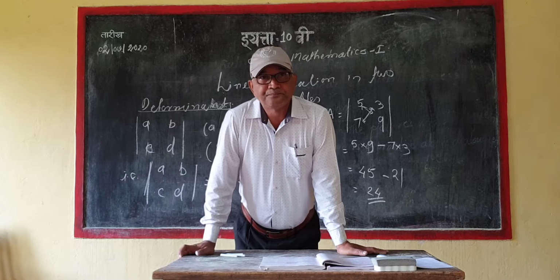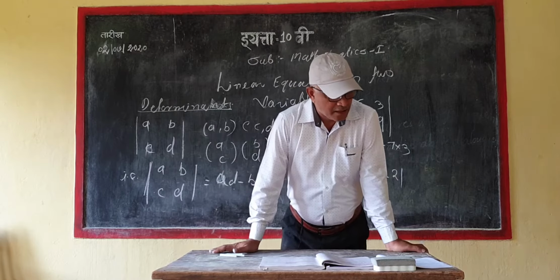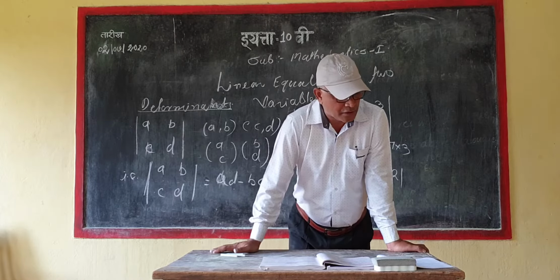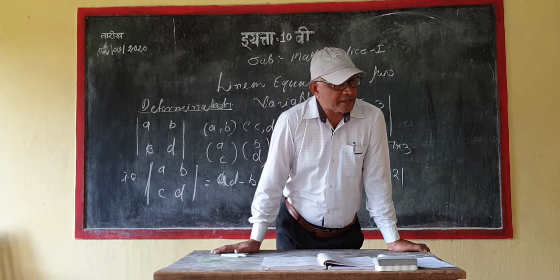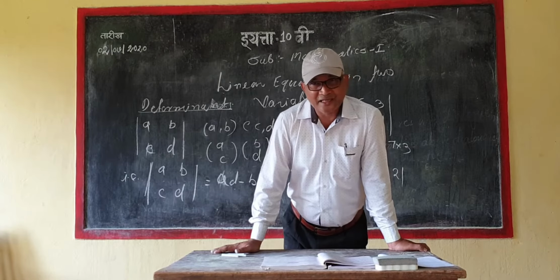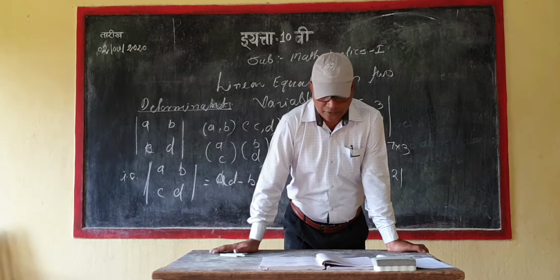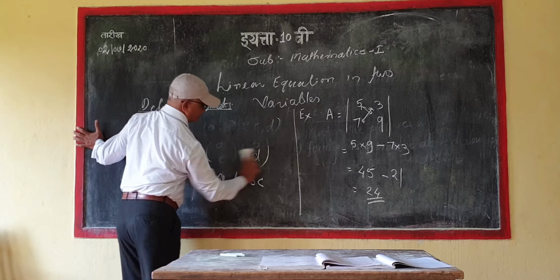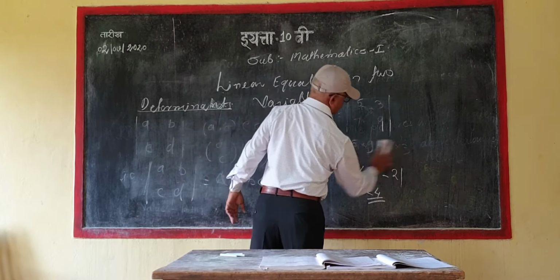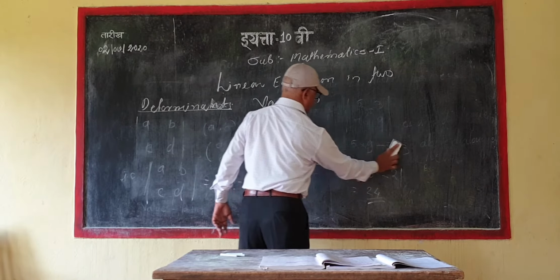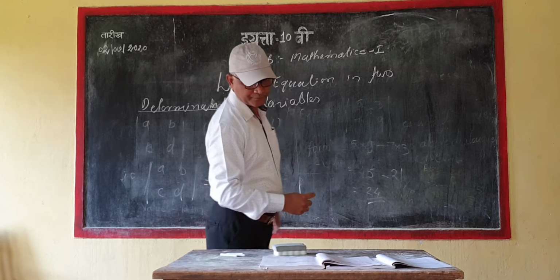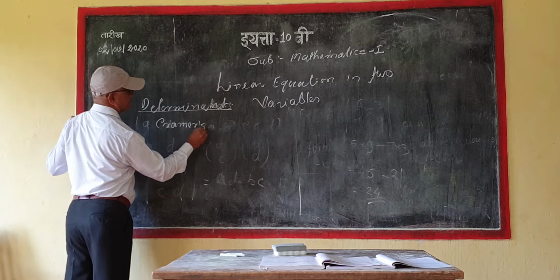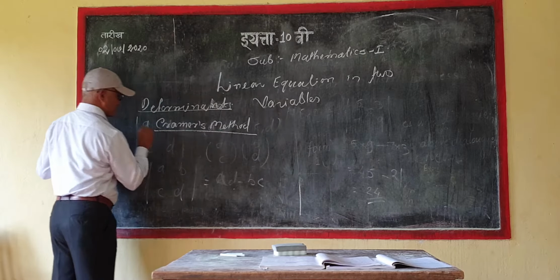Next, the determinants method. It is also known as Cramer's method because the determinants method of solving simultaneous equations was first given by the Swiss mathematician Gabriel Cramer. So it is known as Cramer's method.